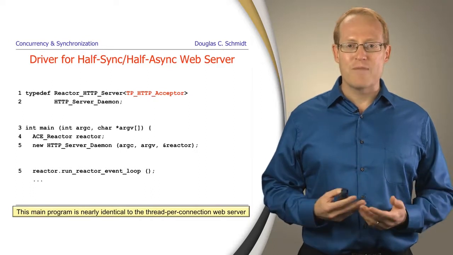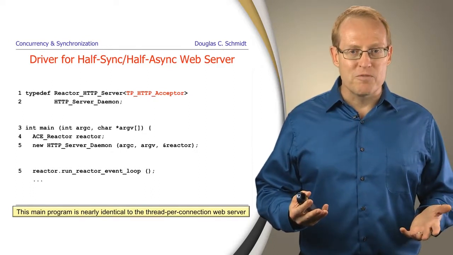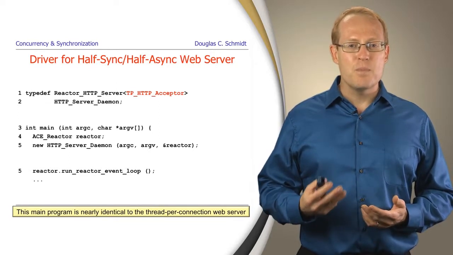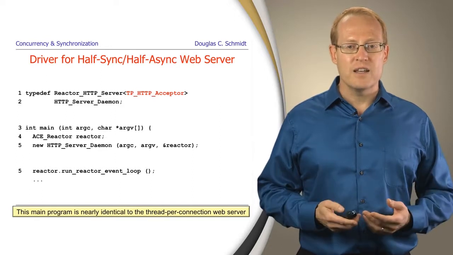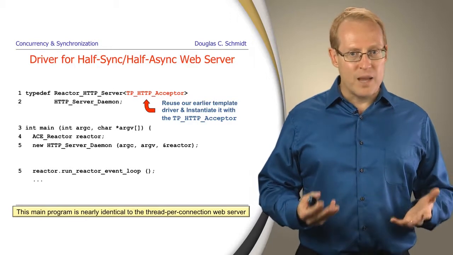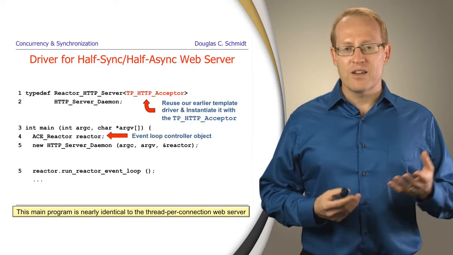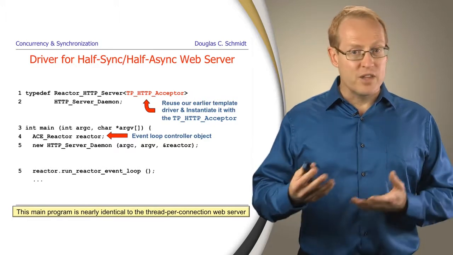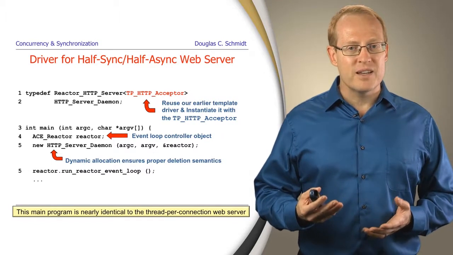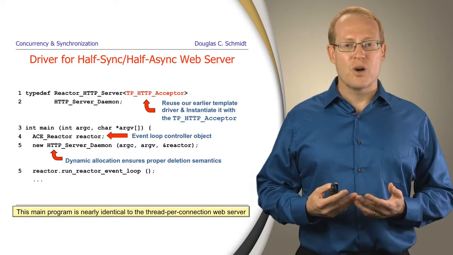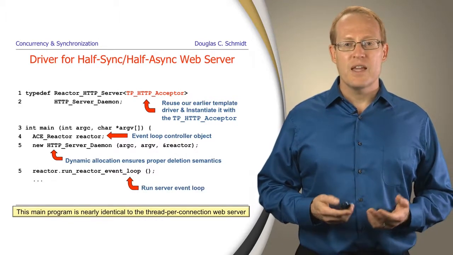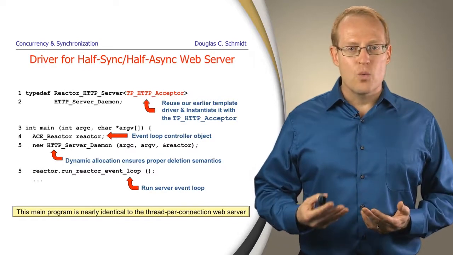As you can see here, the driver program is very, very similar to the one we saw before, just a little tiny tweak to use a different kind of acceptor, in this case the TP HTTP acceptor that we've just defined. But other than that, we reuse our Reactor HTTP server template that we used before. We go ahead and create ourselves an ACE reactor to drive the event loop. We create an instance of the HTTP server daemon, which will use that reactor to go ahead and do various things to register for deallocations when things get shut down. And then finally, as always with the reactor, we run the event loop.